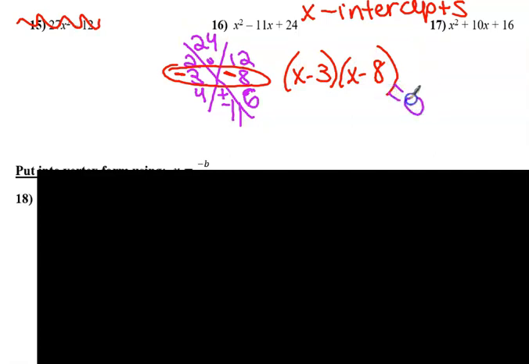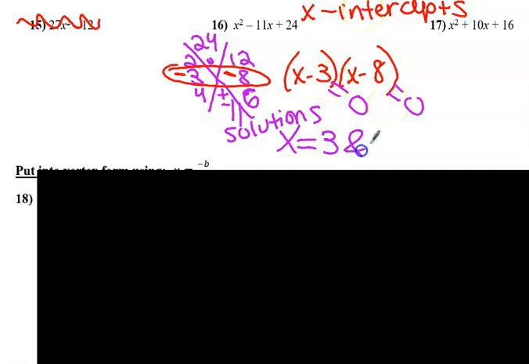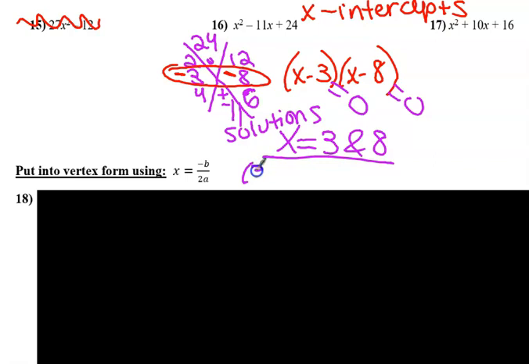You make them both equal to 0 to find the solution. So if someone ever asks you to find the solutions, or the x-intercepts, they're asking you to make it equal to 0. So your answers would be 3 and 8. Okay? If it doesn't look like that, they might have it as 3, 0 and 8, 0. All right, the next one.